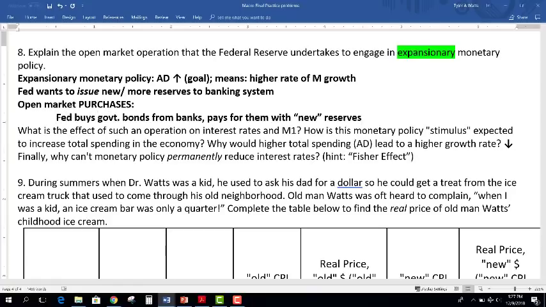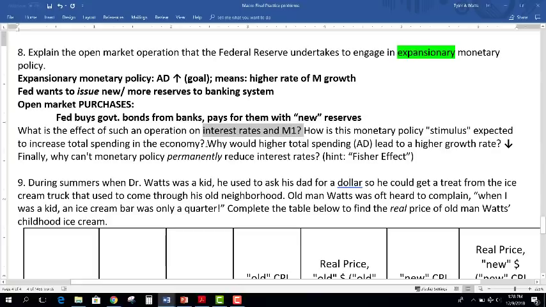Remember, the Fed buys government bonds from banks and pays for them with new reserves that it creates in the process with its monetary creation powers. And if you go back to the supply and demand portion of the video, the supply increases, interest rates go down, banks lend more, people borrow more, and that's what causes money growth to rise. Okay, so interest rates go down, M1 goes up, M1 will go up more than the monetary base because of the multiplier effect. And how does that increase total spending?